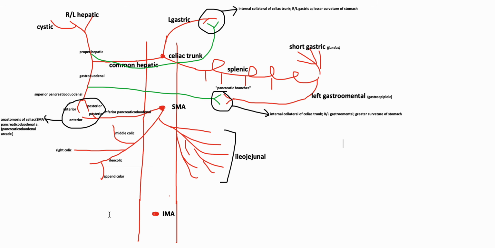Moving on. So, we have so far drawn the branches of the celiac trunk, and now we have drawn the branches of the SMA. Now we are going to finish by drawing the IMA. So, the IMA is a bit simpler. So, the IMA will give off the left colic artery over here.